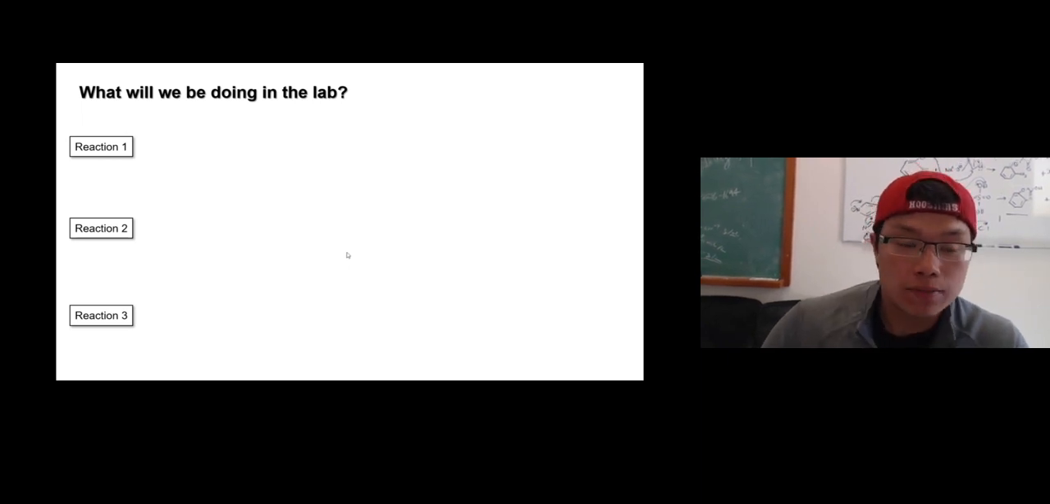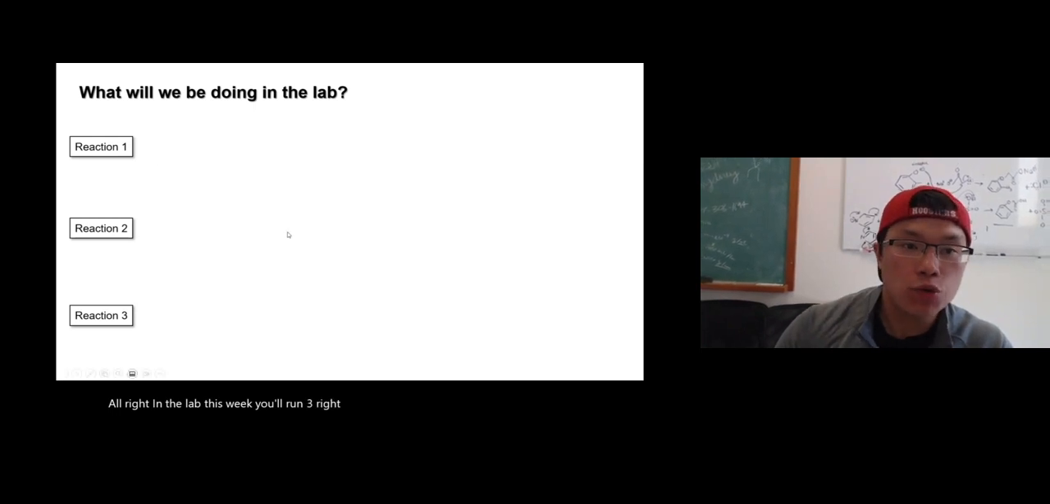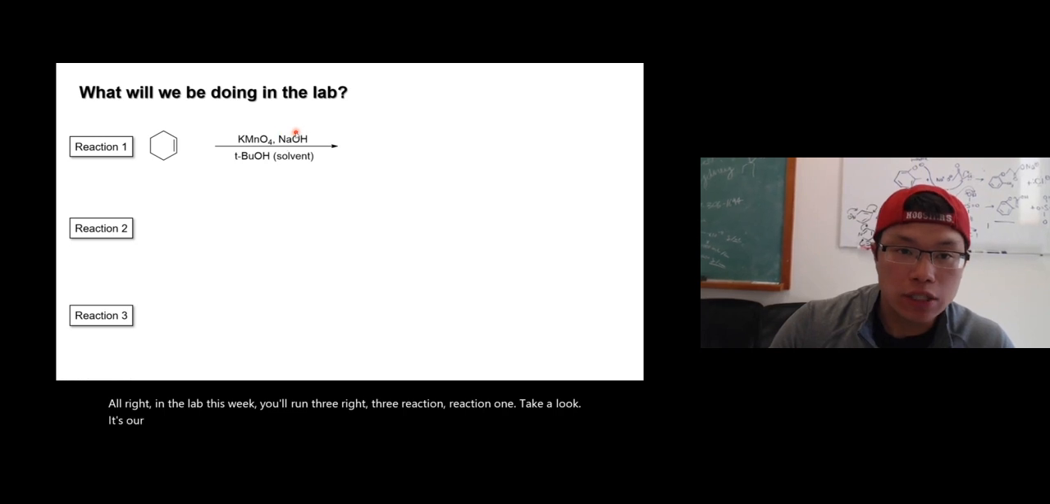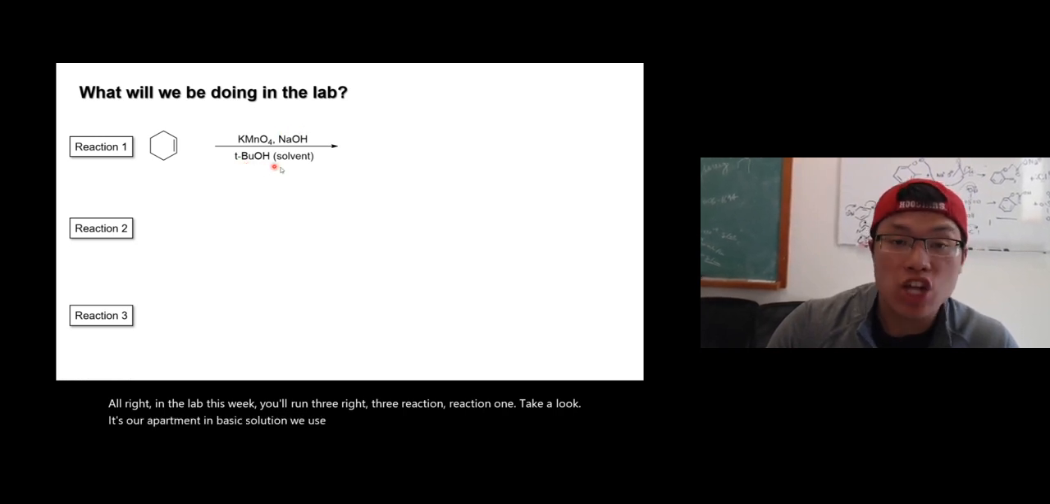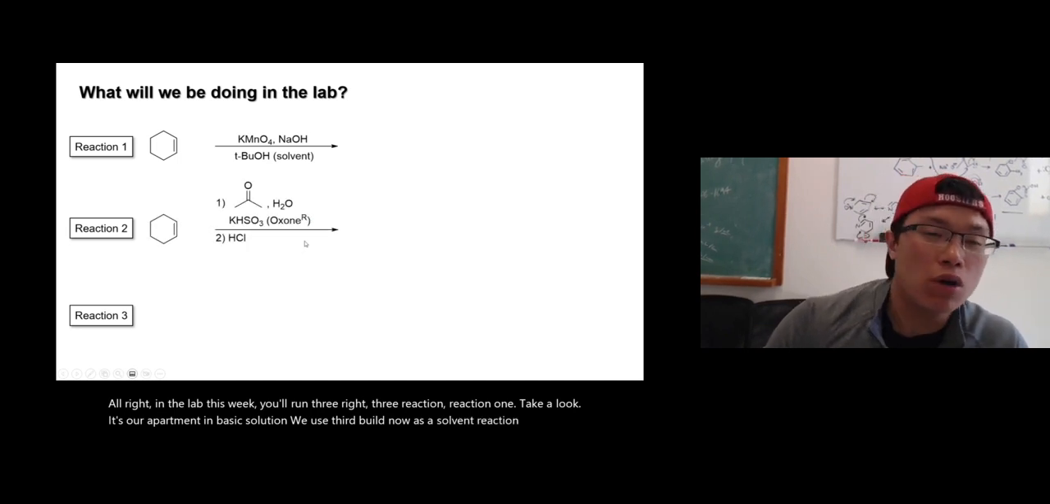All right, in the lab this week, you run three reactions. Reaction one, take a look. It's the addition of permanganate in basic solution. We use tert-butanol as a solvent. Okay. Reaction two, we call an Oxone reaction.